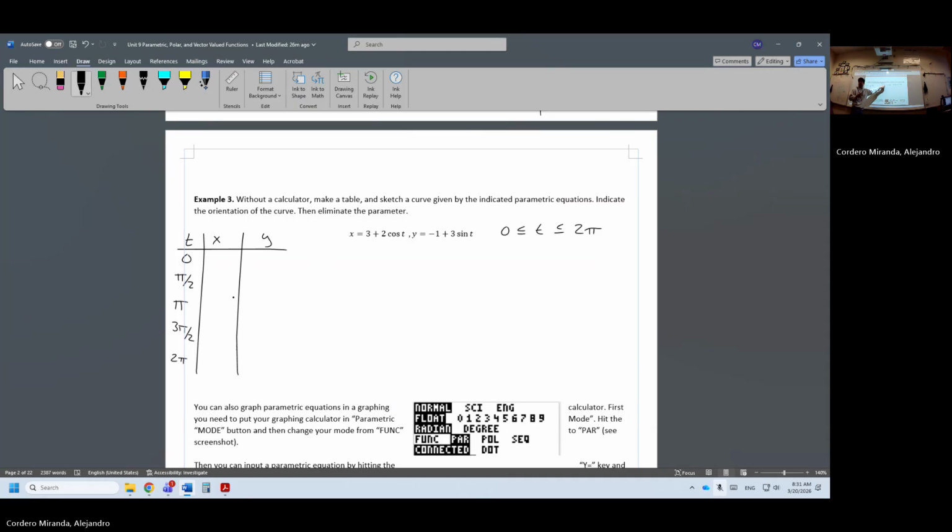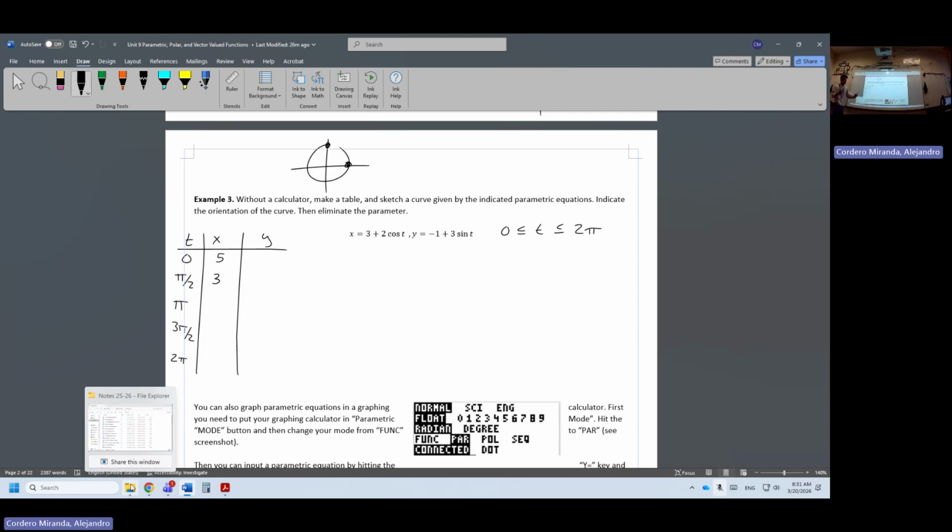Nice. Yeah, okay. Hopefully you said cosine of 0 is the x value on the unit circle. So cosine of 0 is 1. So 3 plus 2 would be 5. And then cosine of pi over 2 would be right here, which is 0. So 3 plus 0 is 3. Pi into this would give me 3 minus 2, because that's cosine right there, which is negative 1, so 1. And then 3 pi over 2 is 0 again. So 3 plus 0 is 3. And 2 pi gets me back to 5.